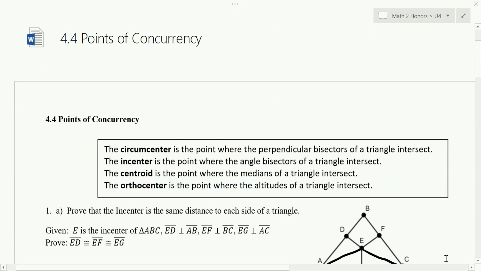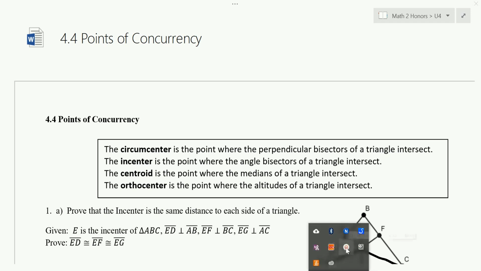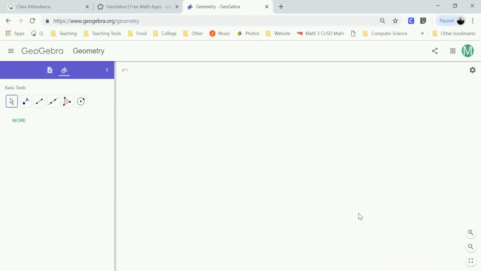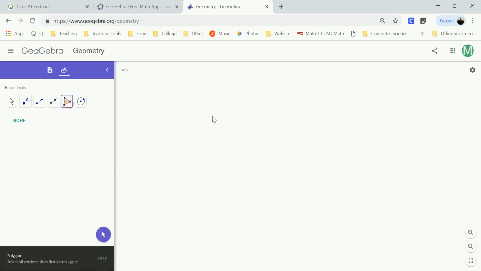So today we're going to look at points of concurrency and give you a sense of what a point of concurrency is. I'm going to do a little demonstration in GeoGebra for you. Later on this week, I'm going to give you an opportunity to play around with GeoGebra one more time. And part of what I'm doing today, you're going to get to do. But I'm going to create a triangle.